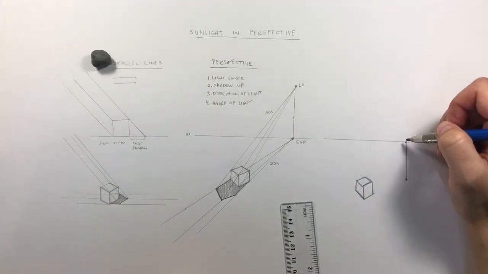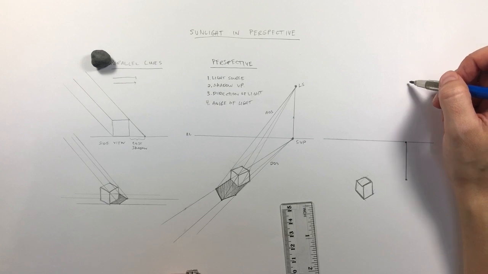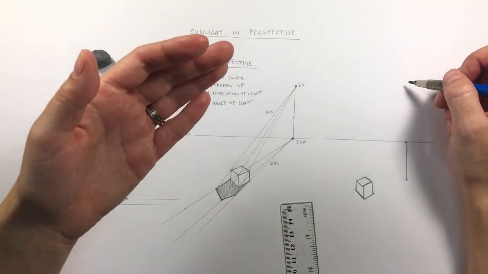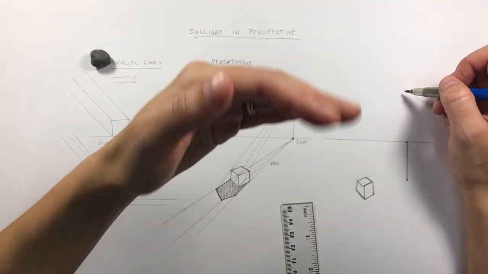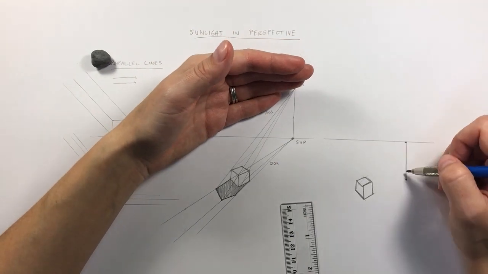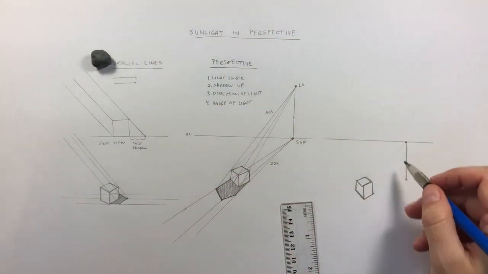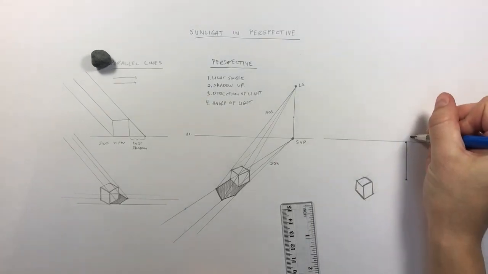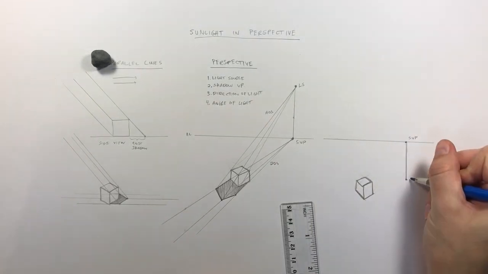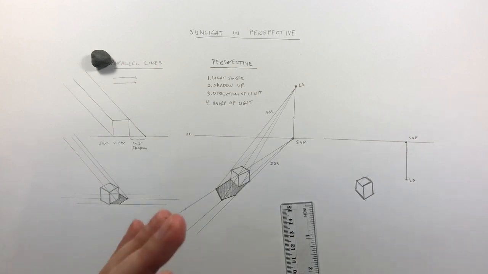Remember, if this is our horizon, above it makes it look like the sun is in front of us. But by putting it down here, it gives the appearance that the sun is behind us. And you'll see when we put this all together. So this is our shadow vanishing point, and this is our light source.